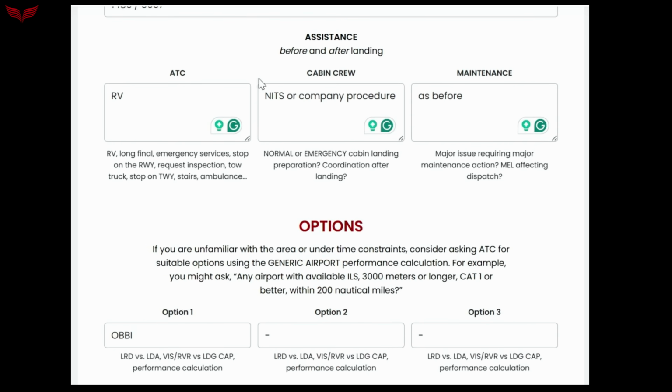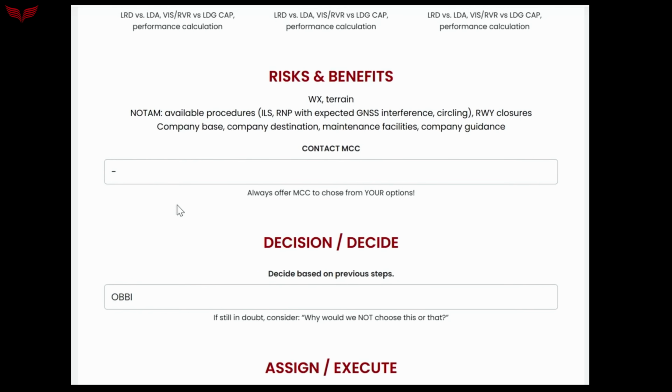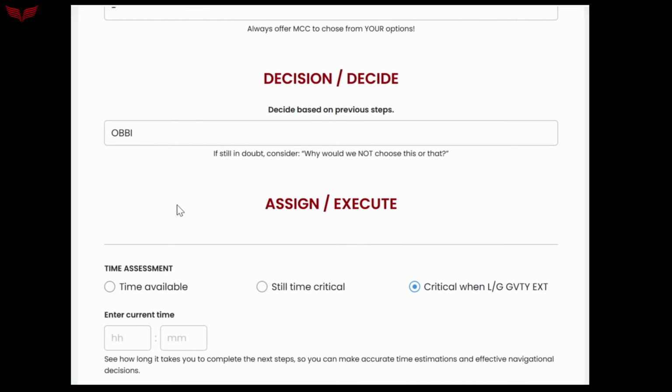We need to inform them via NITS or company procedure about the diversion. Maintenance, we can deal with them later on. Options: Bahrain is our only option at the moment. Risks and benefits: we are in a fuel critical situation, so we are monitoring carefully, proceeding for a straight-in approach. Decision: Bahrain. Happy with that, I'm happy with that.